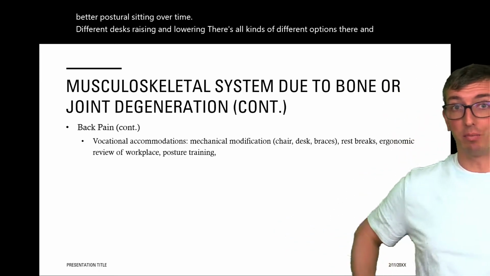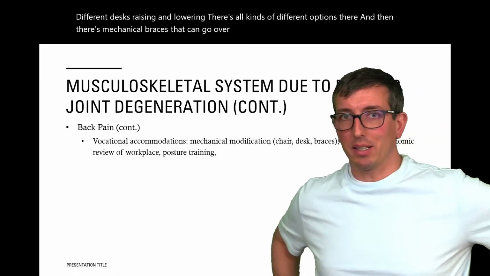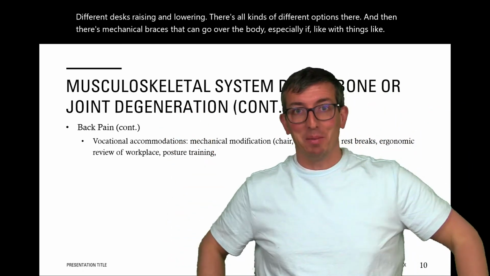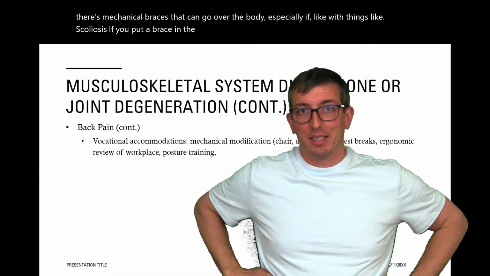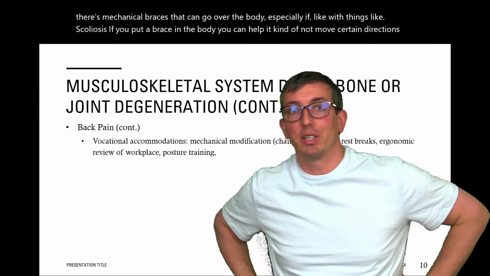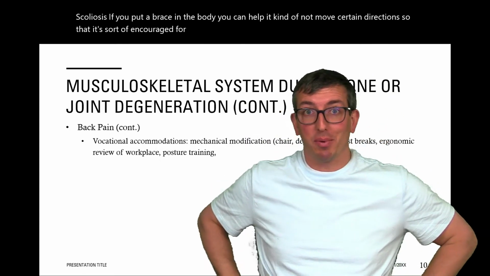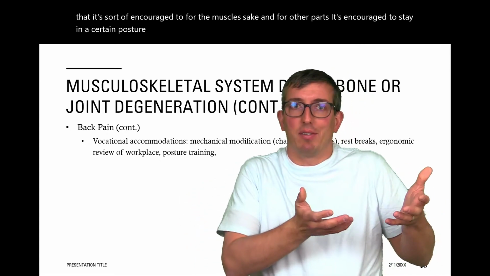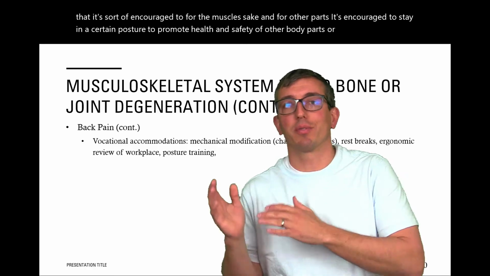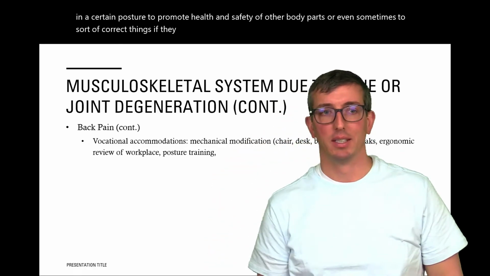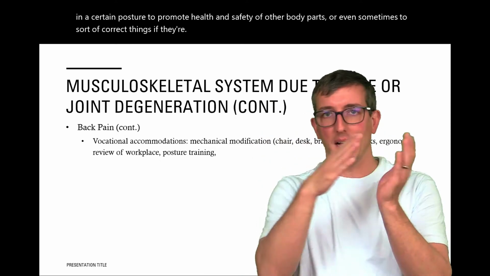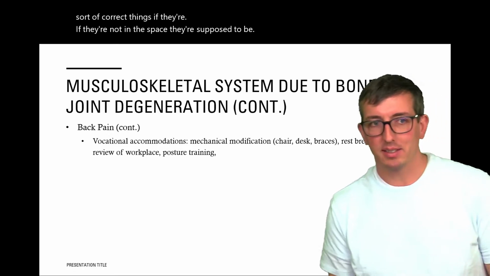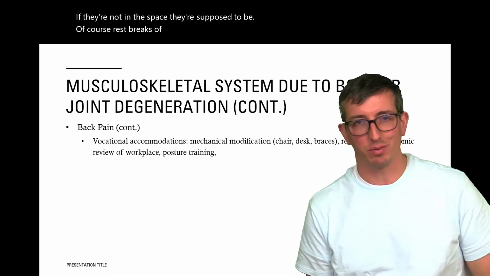And then there are mechanical braces that can go over the body, especially with things like scoliosis. If you put a brace on the body, it can help it not move in certain directions, so that for the muscles' sake and for other parts, it's encouraged to stay in a certain posture to promote health and safety of other body parts, or even sometimes to correct things if they're not in the space they're supposed to be. Of course, rest breaks. Of course, ergonomic review of the workplace. We've already talked about that.